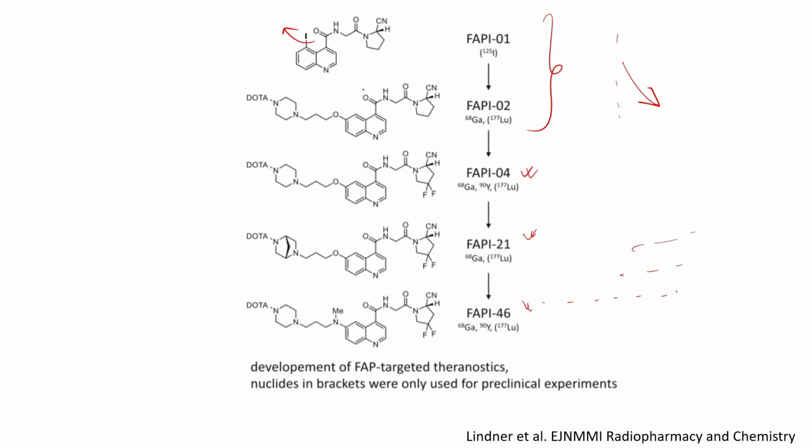Out of these, FAPI4 is a really potent radiopharmaceutical, a potent small molecule inhibitor for the FAP enzyme. Because it has a DOTA chelator, we can use multiple radiometals for chelation. We have used gallium-68, yttrium-90, and lutetium, though gallium is what is in clinical use so far.